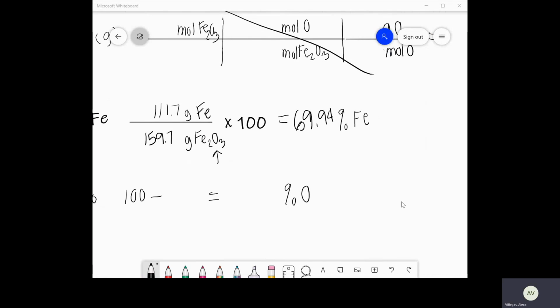To find oxygen, this is a little bit easier. I just take 100 and I subtract iron's portion. That gives 30.06, and I know that 30.06% of our compound is oxygen.